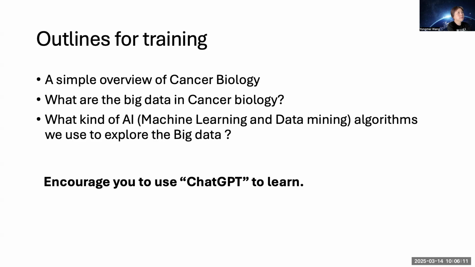This is also a new subject for me. We are learning along the way as we investigate more and more about cancer. And then I'm going to talk about what the big data in cancer biology are, where you can find it, and what kind of data we have. Today I'm going to just focus on the first two. And later on, we're going to talk about what kind of AI, like machine learning and data mining algorithms, we may use to explore the big data to answer relevant cancer biology questions.